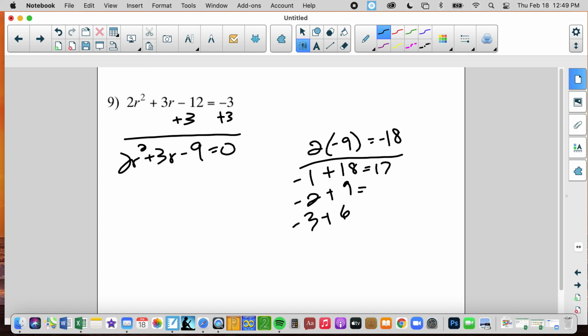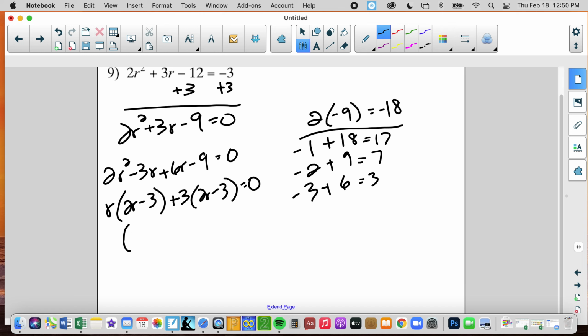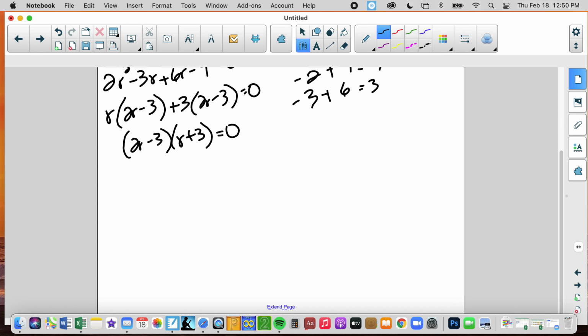That's 17. That is 7. And that is 3. So 2r squared minus 3r plus 6r minus 9 equals 0. I'm going to factor out an r. We get 2r minus 3. Factor out a 3, which gives me 2r minus 3. 2r minus 3 times the quantity r plus 3 equals 0.